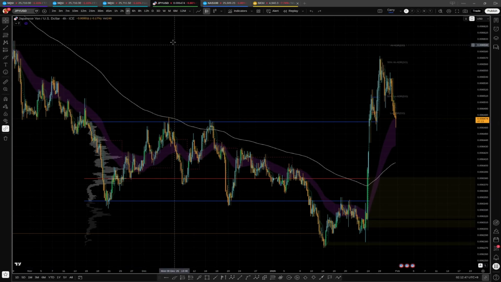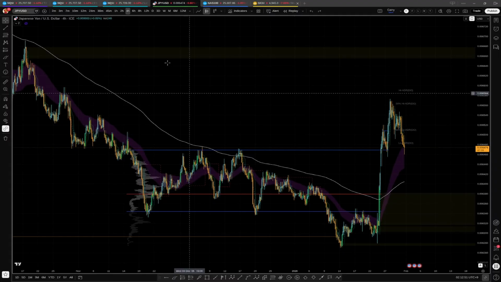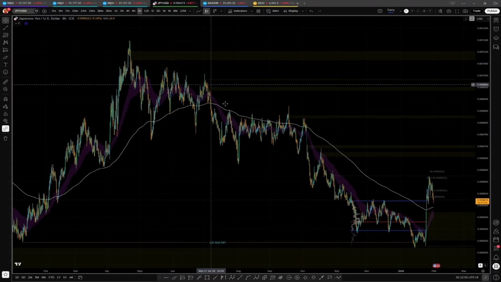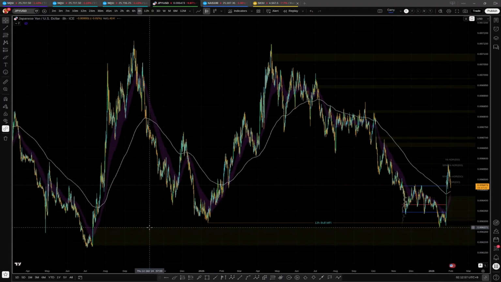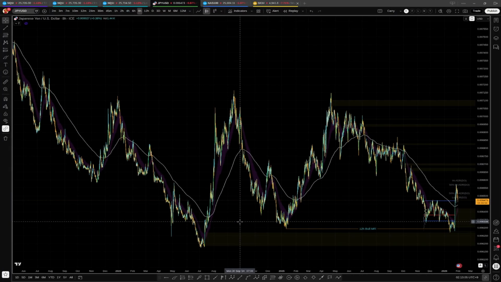First, we need to look at structure. I do structure slightly differently, just the way my brain works, but it's essentially the same thing. Okay, we took liquidity here. That's important to note. We took liquidity here on the yen. This is the 8-hour chart. It's huge, right? Took liquidity.